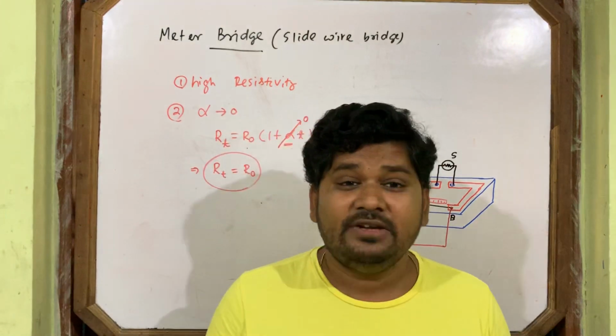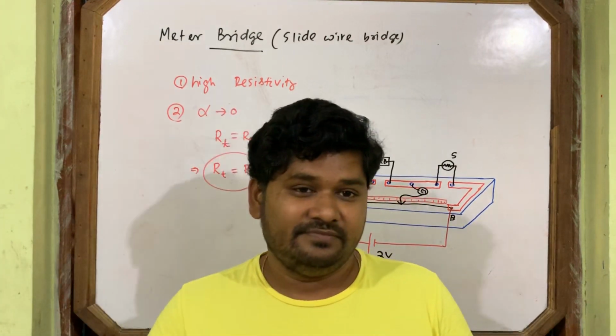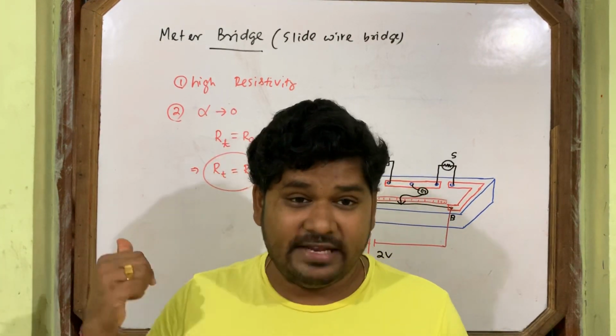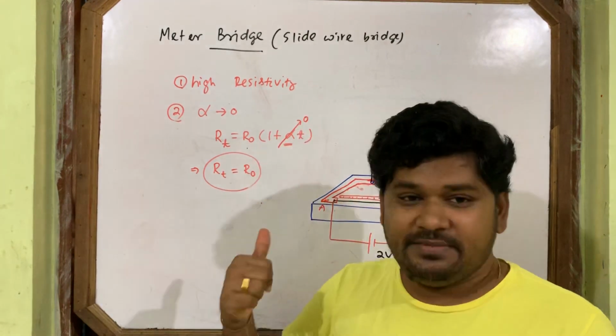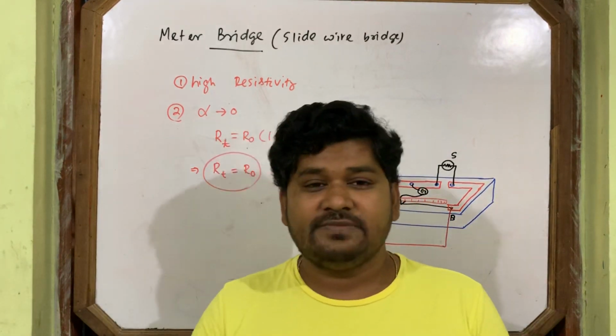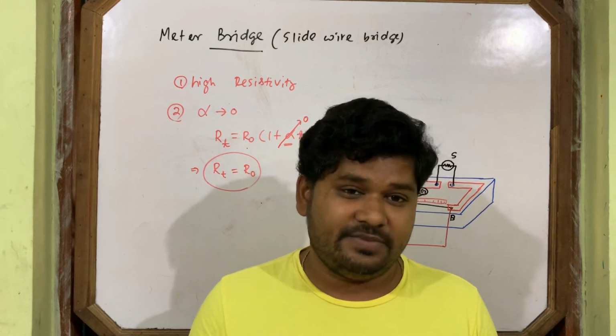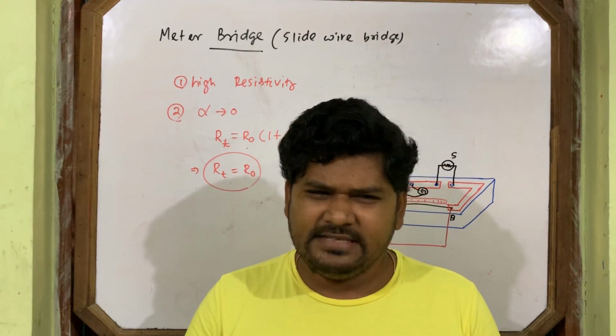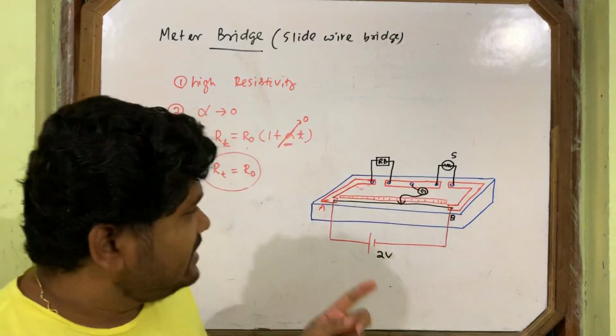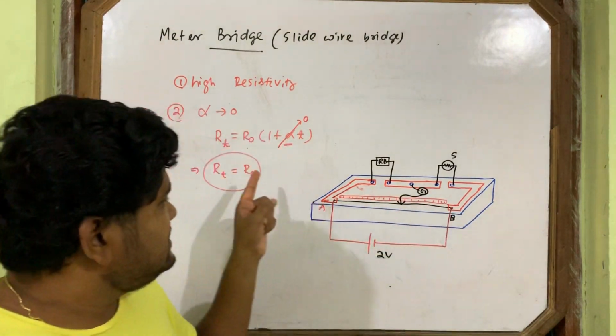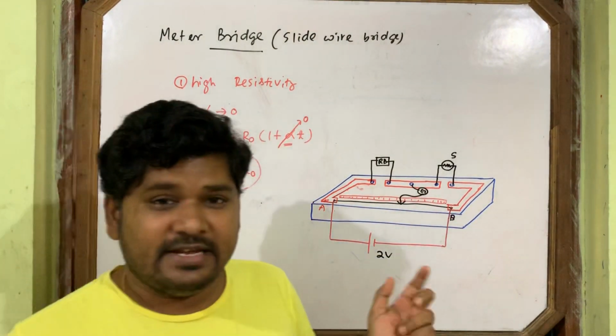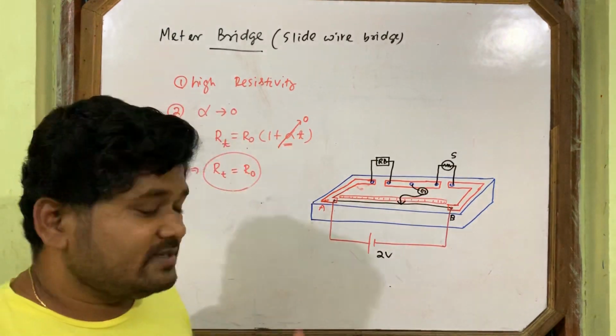Resistance doesn't vary with the temperature. Alpha tends to 0. Alpha is not exactly 0, but it's negligible, very, very small, so resistance doesn't vary with the temperature. Why is it required? Why are we taking a wire where alpha is nearly 0? High resistivity is okay, it has resistance, but why is it required?